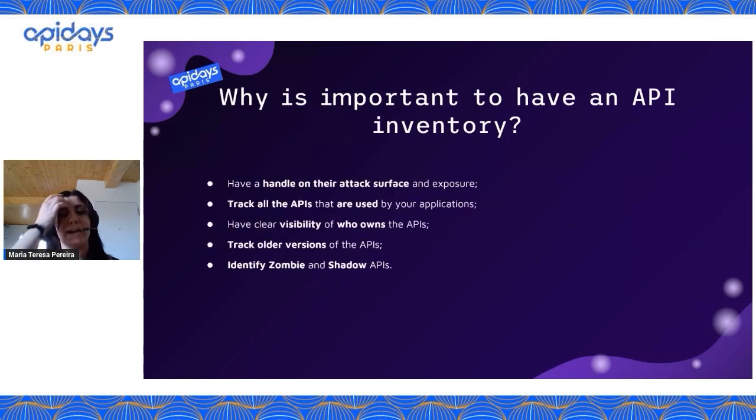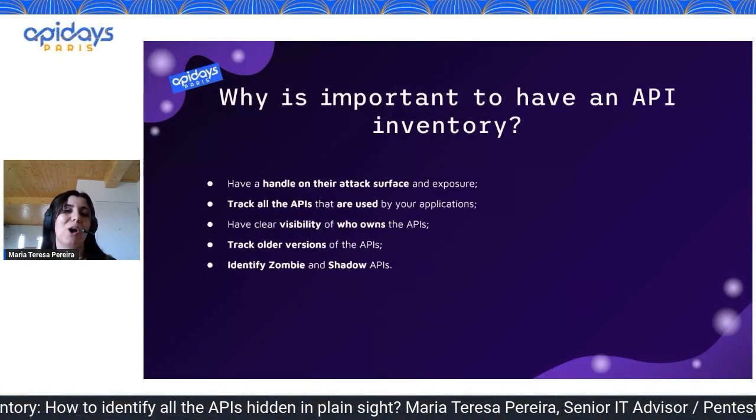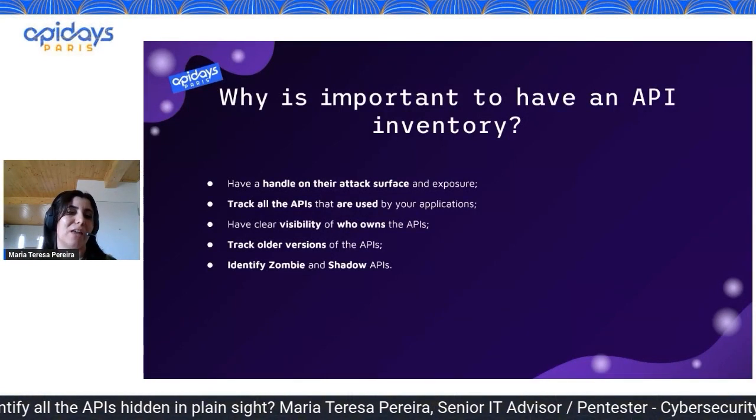So by having an API inventory, you'll have a handle on your attack surface and its exposure. You can keep track of all the APIs that are used by your applications. You'll have clear visibility of who owns each one of your APIs. You can track older versions of APIs. And last but not least, you can also identify zombie and shadow APIs.